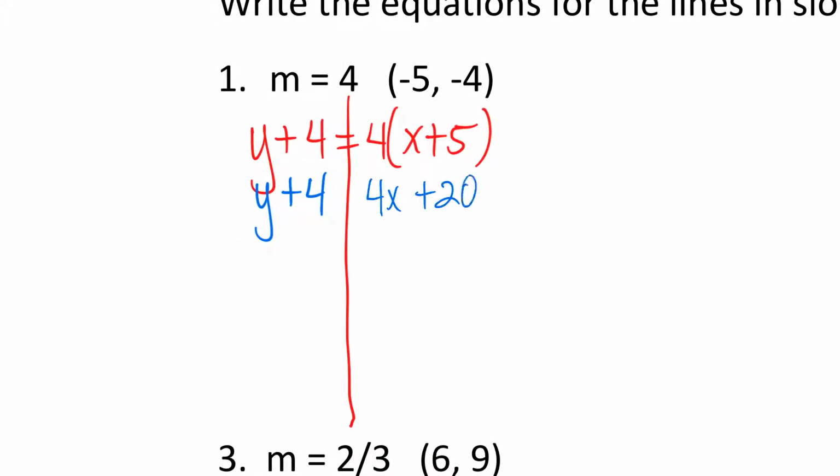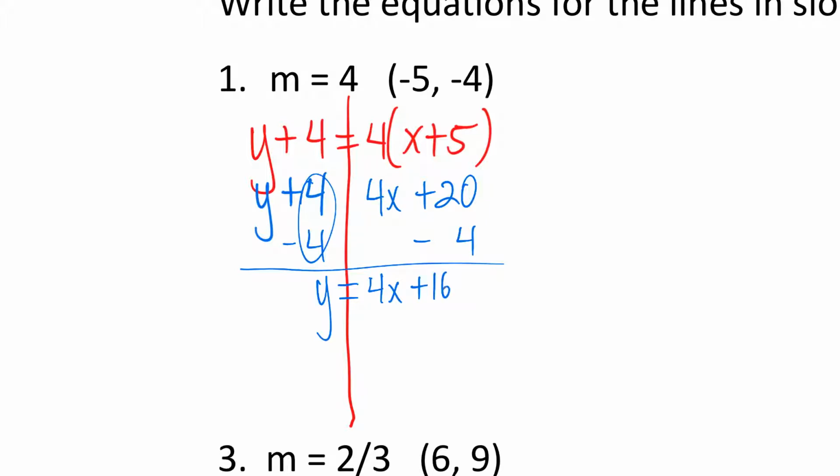4x plus 20. And you're going to subtract 4 from both sides. So that zeroes out. That leaves y equals 4x plus 16. Okay? Y equals 4x plus 16.